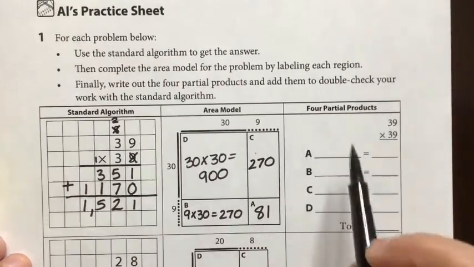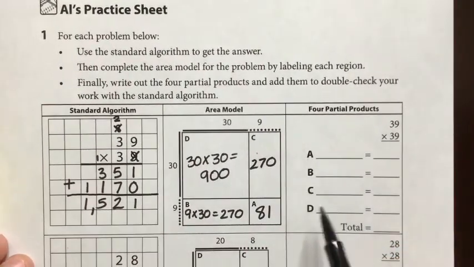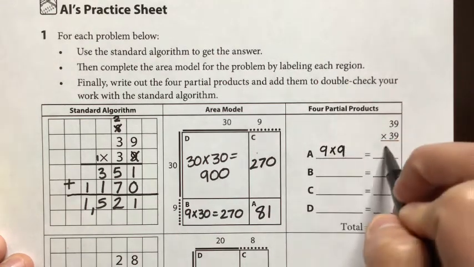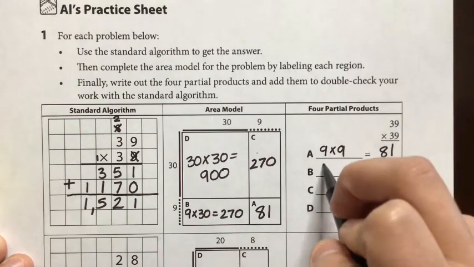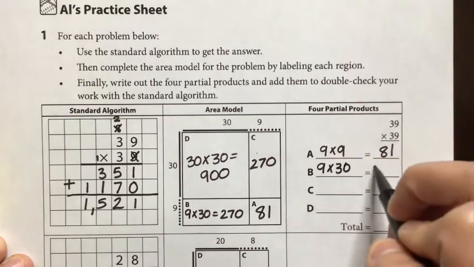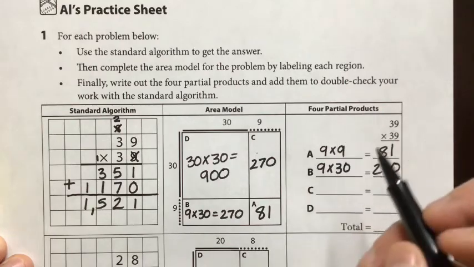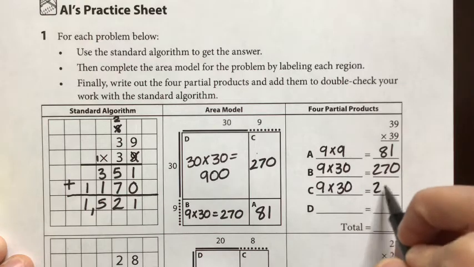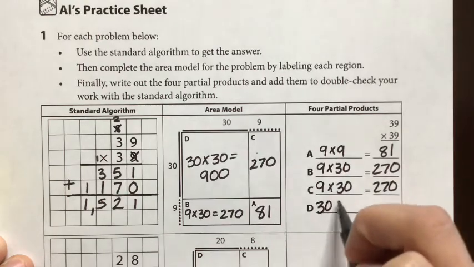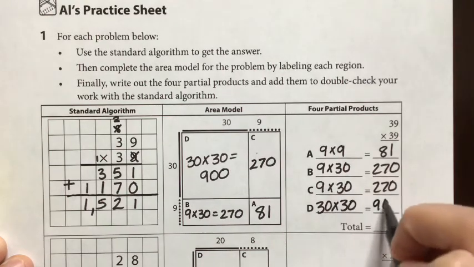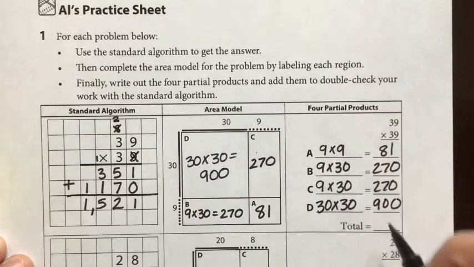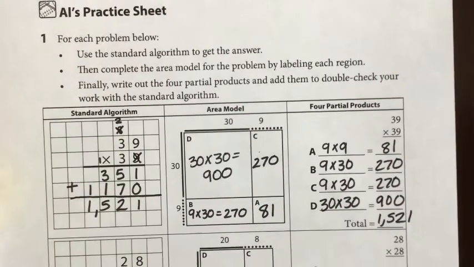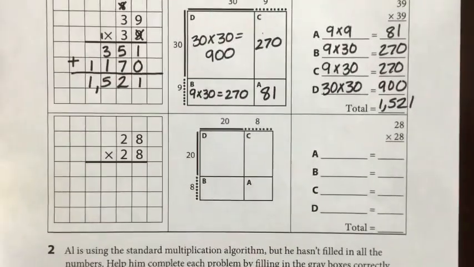Okay, now I'm going to go ahead and list my 4 partial products. So I'm going to start with A. This was 9 times 9. B, 9 times 30. C was 9 times 30 again. And then D was 30 times 30. And then my total should be 1,521.